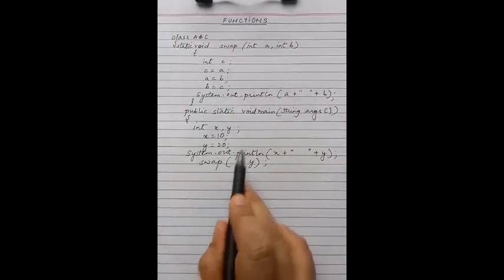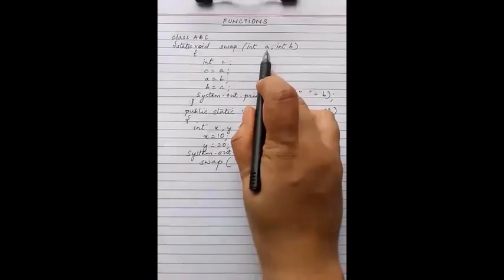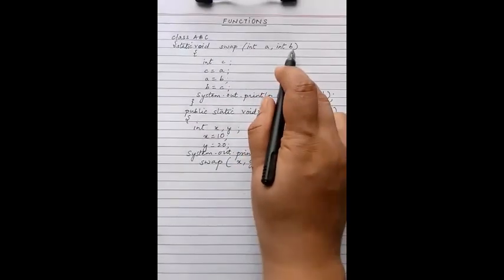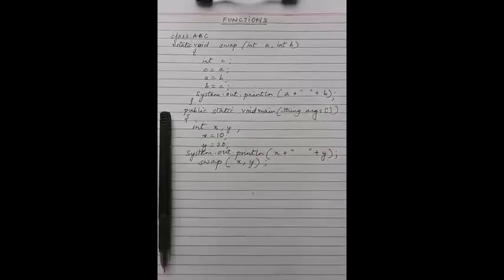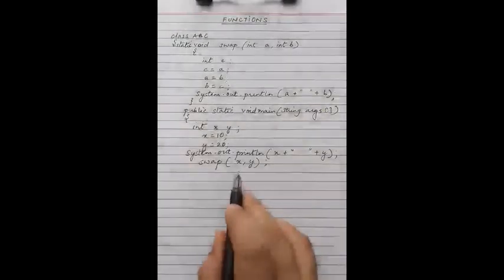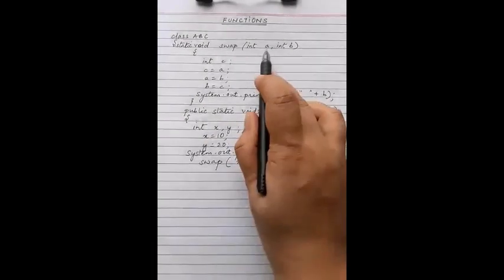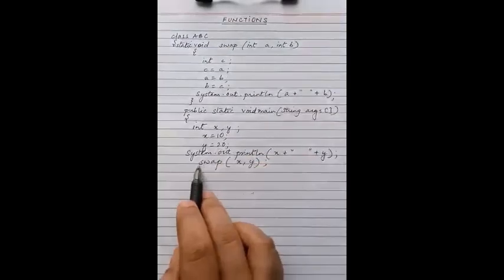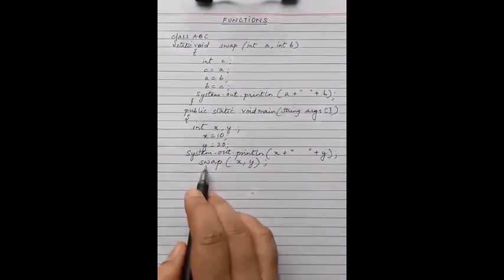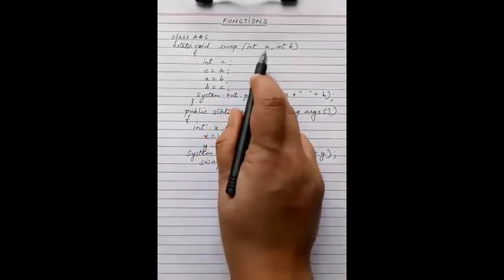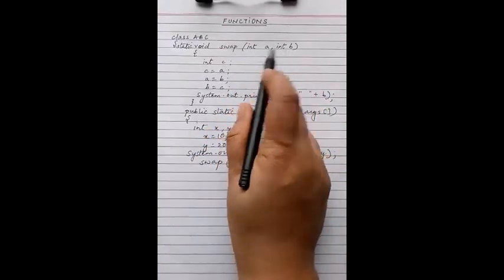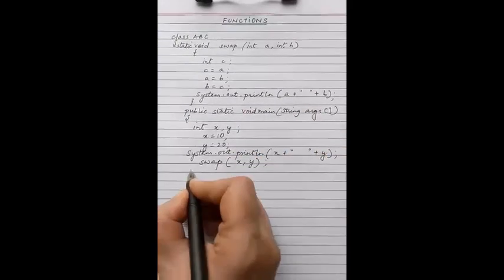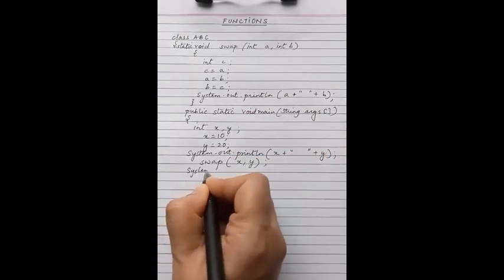So 10 will be passed from x into a and the value of y will be copied into b. The value of x is copied into a and the value of y is copied into b. This is the function call. After this function call, the value of x and y which are copied into a and b are interchanged and they are printed here.